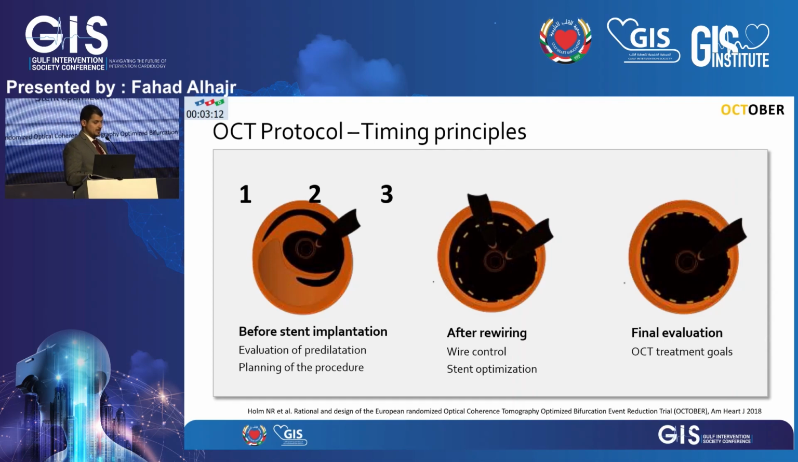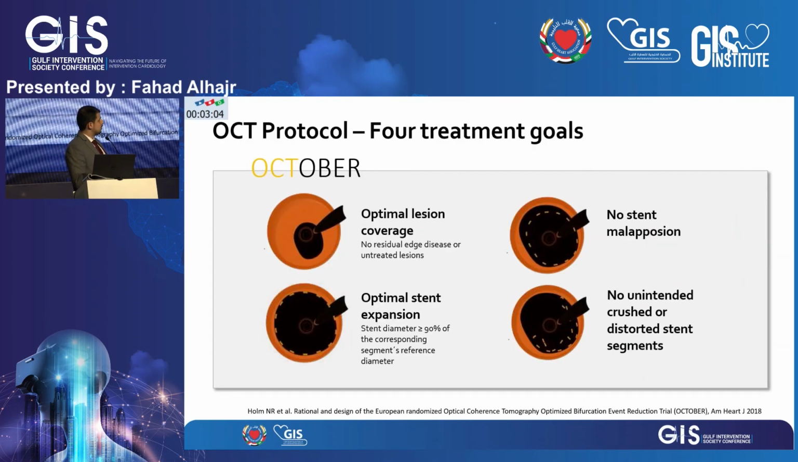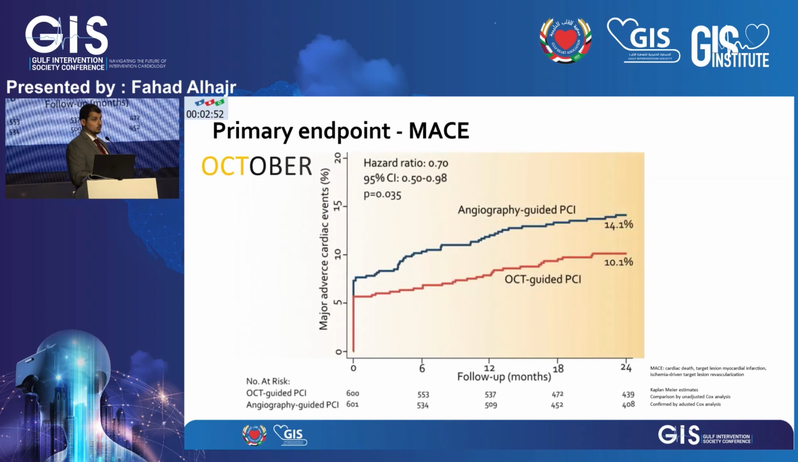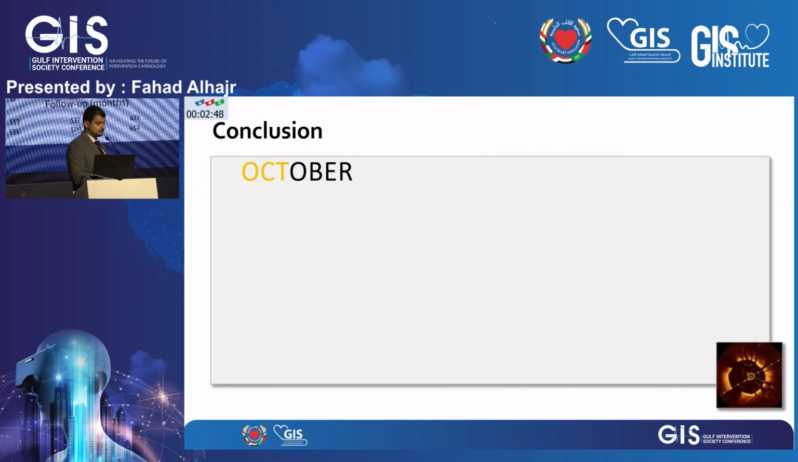And this is the protocol. So basically what they did, they evaluated the lesion before the stent implantation, after rewiring, and with the final evaluation. This is what they are looking for in the trial, which is basically optimal lesion coverage, optimal stent expansion, and no stent malapposition with no deformation of the stent. The trial was clearly positive. This is a very positive trial for the bifurcation.